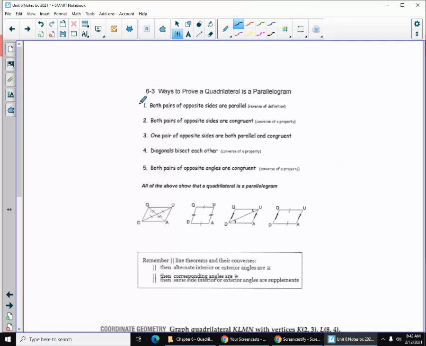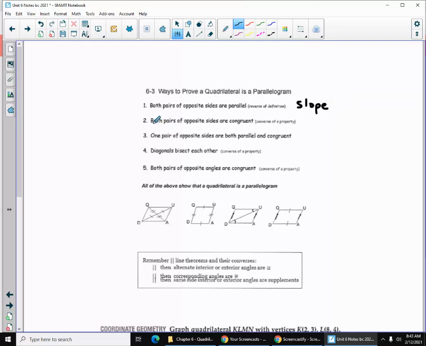So one way to show that a quadrilateral is a parallelogram is to show that both pairs of opposite sides are parallel. And how do you show that lines are parallel? You will use slope. If the slopes are the same, two lines are parallel.